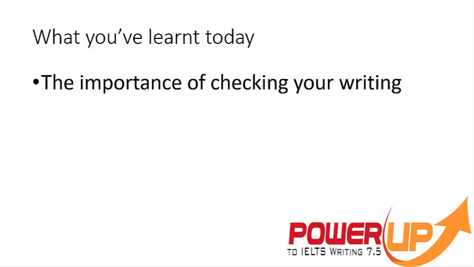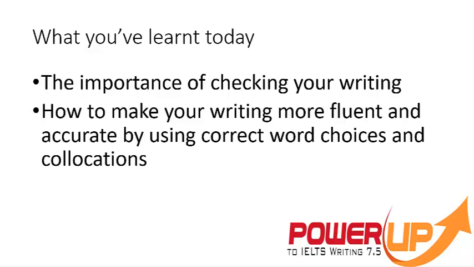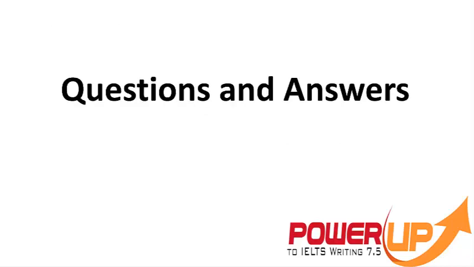So let's go over what you've learnt today. You've learnt the importance of checking your writing, and I've shown you what mistakes to look for in your writing and how to fix them. You've also learnt how to make your writing more fluent and accurate by using the correct word choices and the collocations. And I've given you a free website which you can use to build your collocation vocabulary. Now, let me get to all of your questions and check your answers. Please don't worry if I don't get through all of your questions, because I'm going to email you with the answers tomorrow when I send out the recording of this webinar.